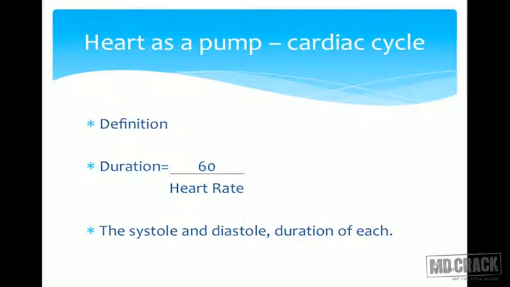We can divide it into atrial systole and atrial diastole. We can divide it into ventricular systole and ventricular diastole. The atrial systole lasts for about 0.1 second and atrial diastole lasts for about 0.7 seconds. So the atrial events together come to about 0.8 seconds. Whereas for the ventricular ones, the ventricular systole will last for 0.3 seconds and ventricular diastole will last for 0.5 seconds. So that is again equal to 0.8 seconds.